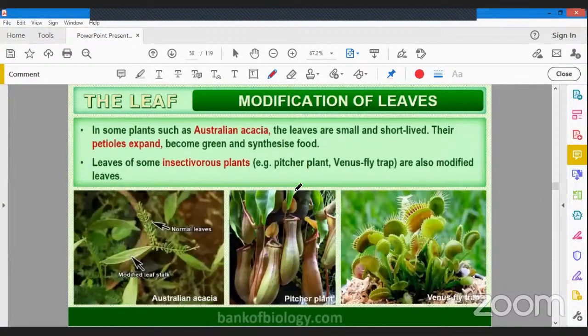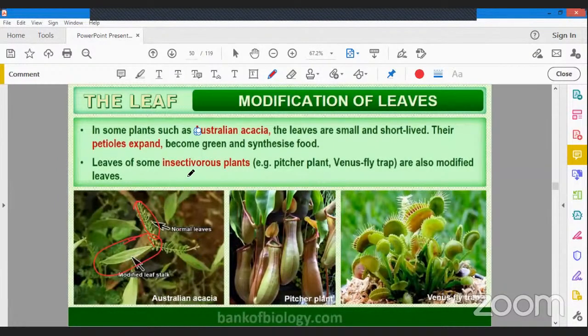Okay. Now, some plants like Australian acacia, the leaves are small and short-lived. So their petioles will expand and become green to synthesize food. Look, in the Australian acacia leaf, the normal leaves are here, but the petiole has only become leaf-like to perform photosynthesis and synthesize food.